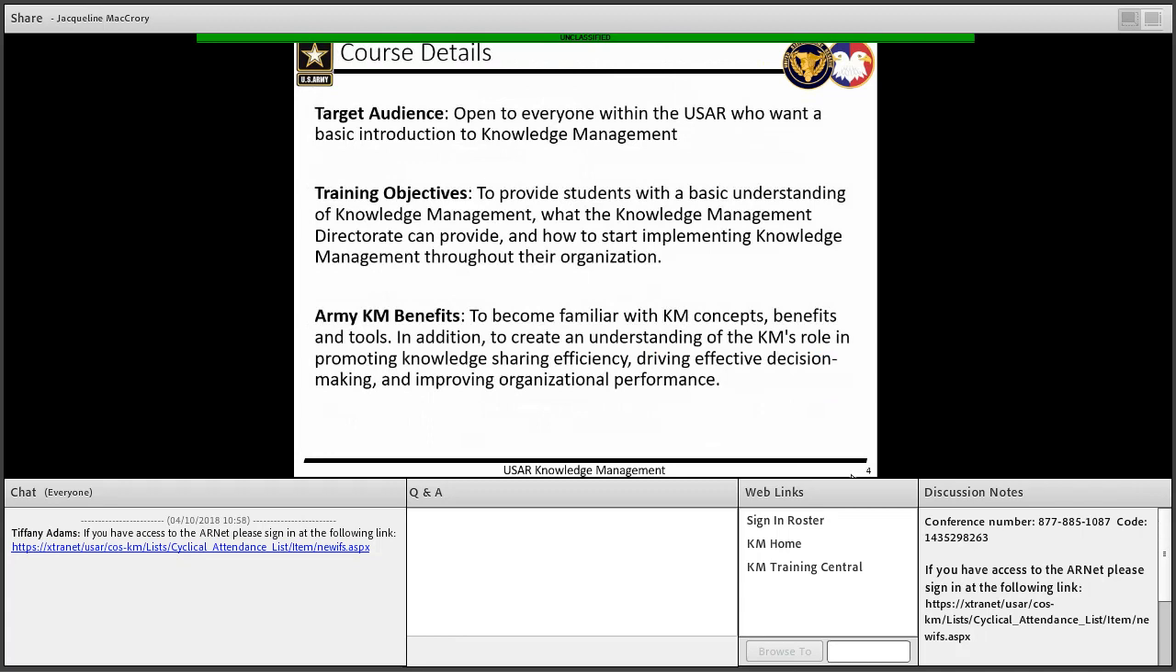So the target audience for the KM overview is everyone. KM is useful to all. The objective of this overview is to provide you with a basic understanding of knowledge management so you can apply it to the problems that you're facing now and in the future. We also want to show you how the KM Directorate can help you as well.